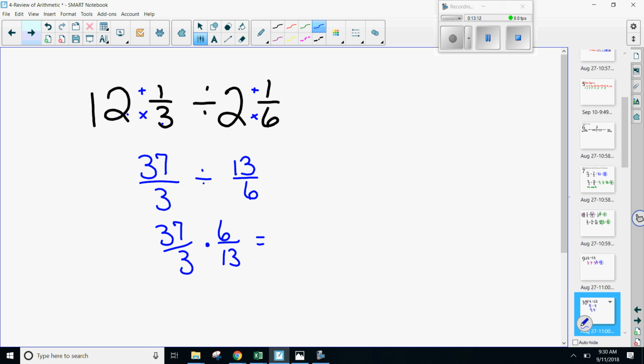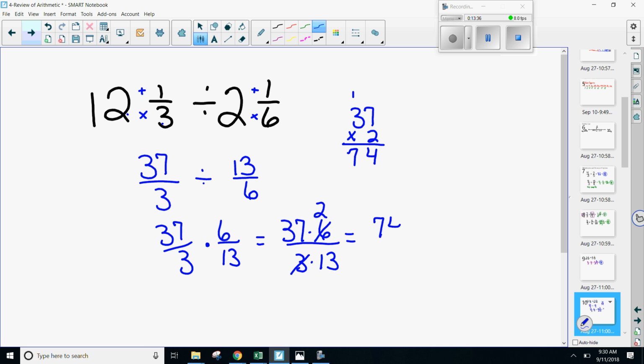Now, does anything reduce? You have 37 times 6 over 3 times 13, and 3 goes into 6 2 times. What's 37 times 2? No. 74. You were close. 74 over 13. 74 thirteenths. And you know that's reduced because you've looked at the individual factors. So it helps you to reduce them.